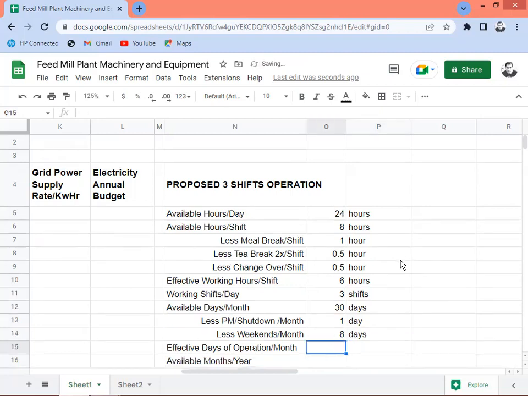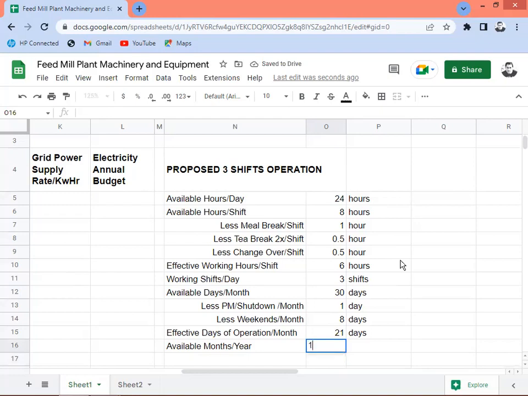Okay, total of 8 days. Therefore, our effective days of operation is only 21 days, right? Because we're going to get the 30 minus 1 day minus 8 days. That would be 21 days, all right? Okay, 21 days. And then available months in 1 year is 12 months, right? 12 months.